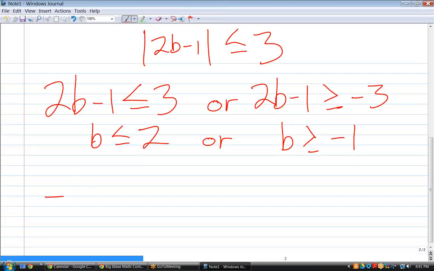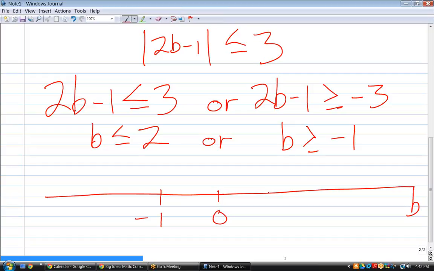B is greater than or equal to negative 1. Now let's graph those on a number line. The reason we're doing it on a number line is because it doesn't fit in the xy coordinate plane. There's no x and y. There's just one variable. This is the B line here. Okay, but it's a number line. We have there and there. So how does my graph go?